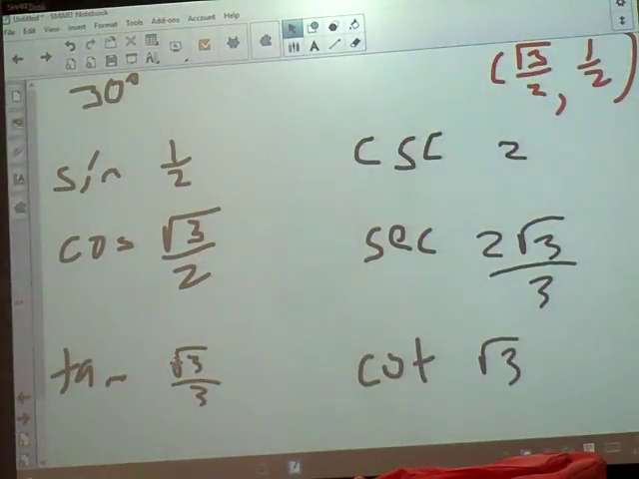Alright, I'm going to make you a chart here in just a second, but I want you to answer a couple of questions for me real quick. What would the sine of 60 degrees be?